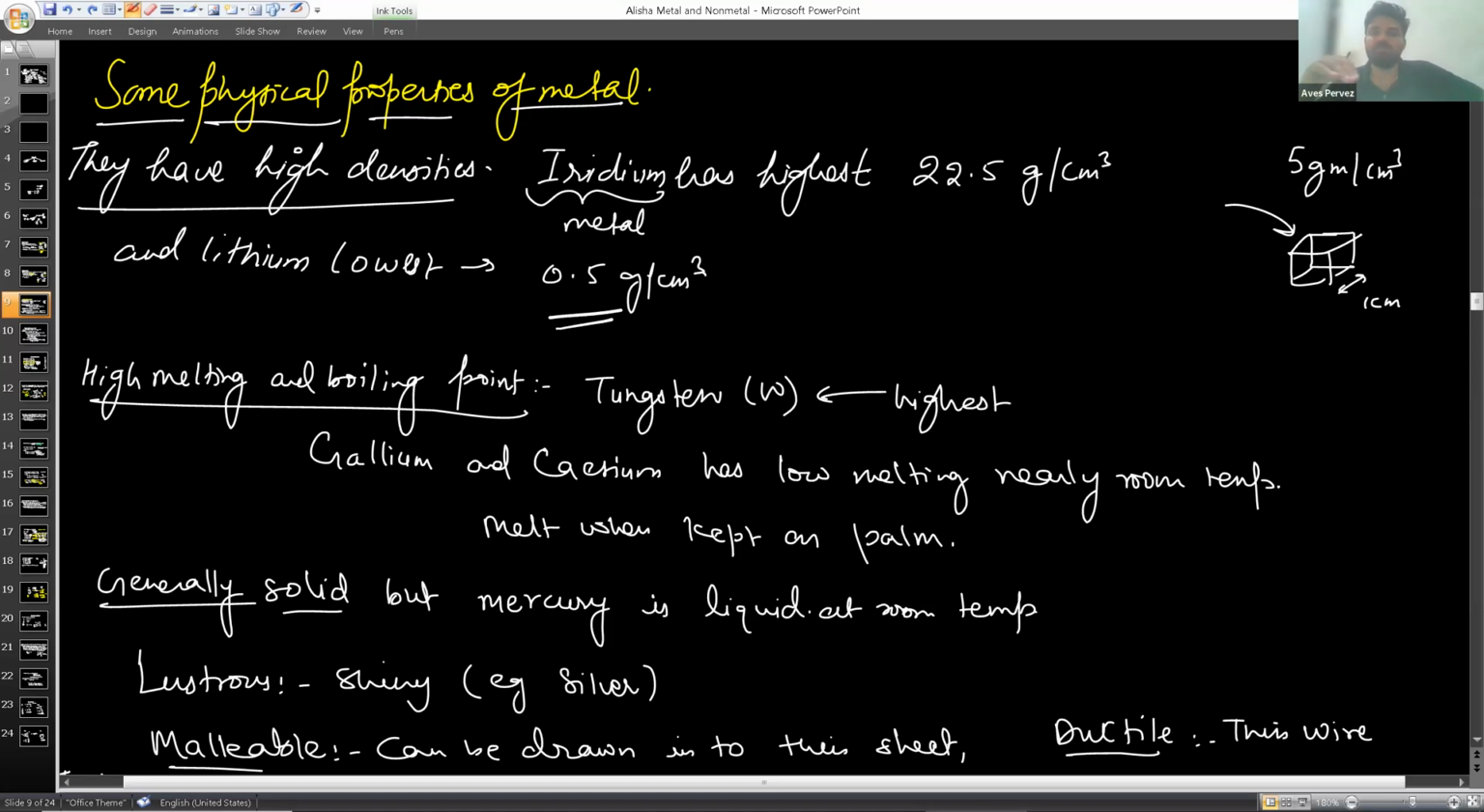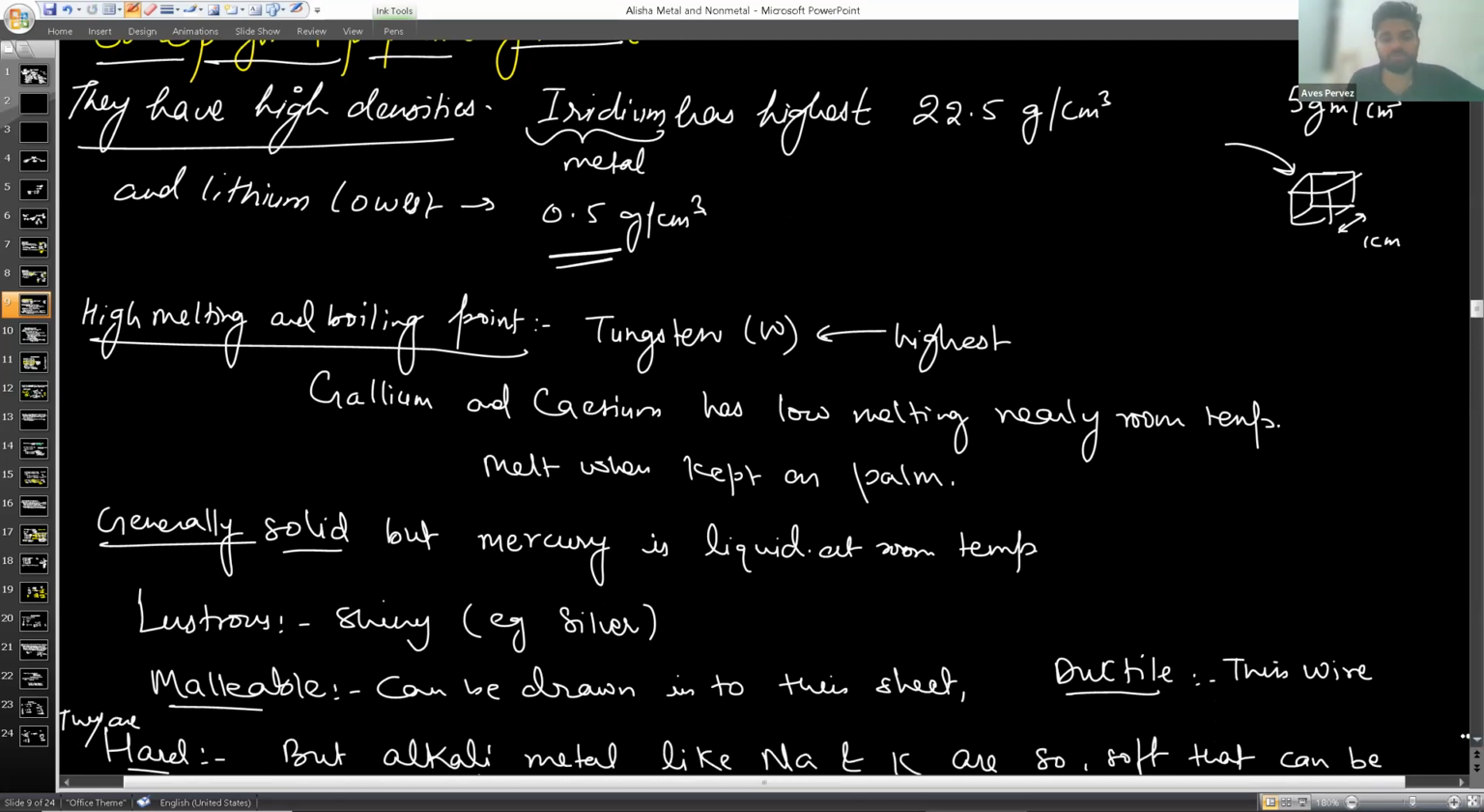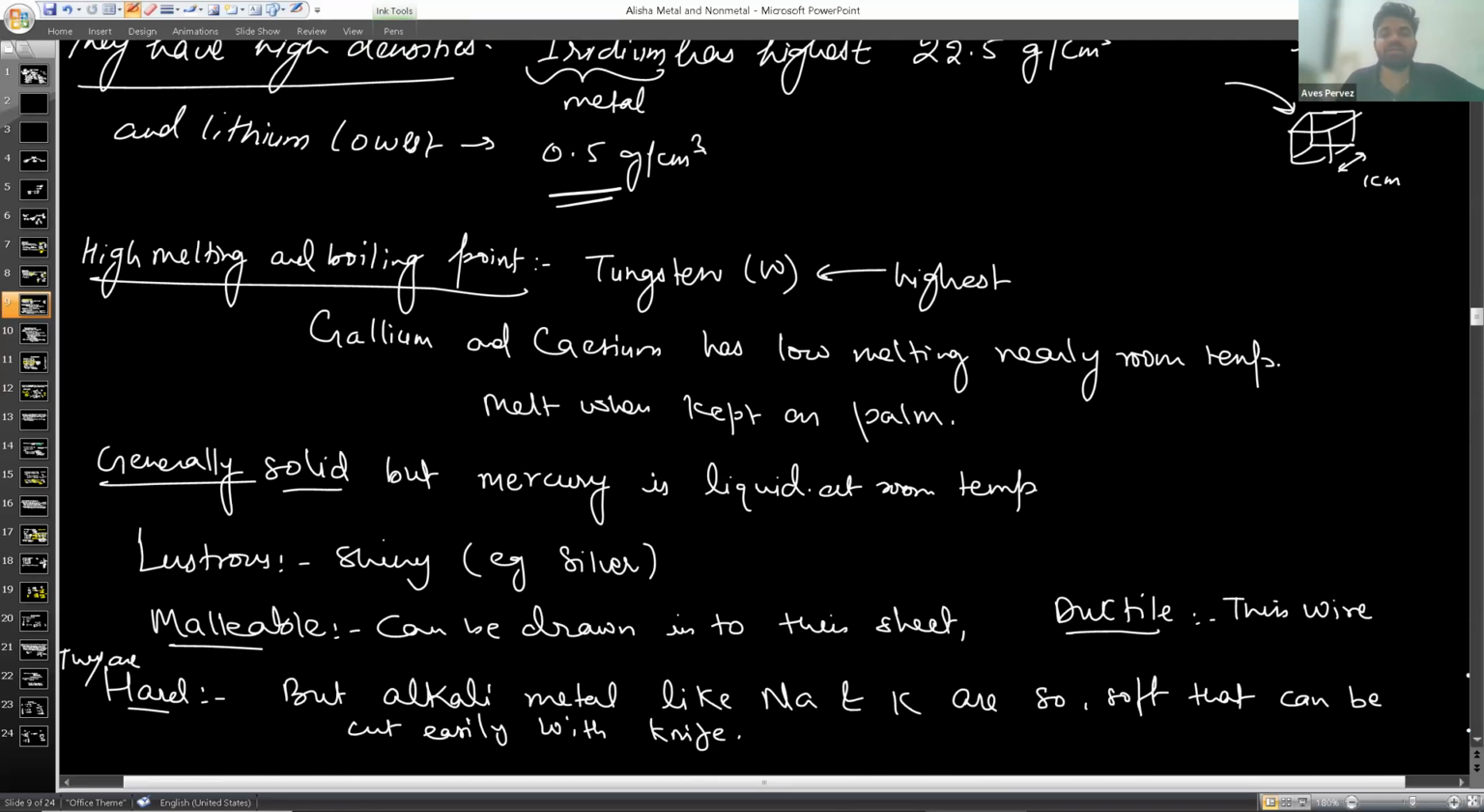Generally, metals are solid, but mercury is liquid at room temperature. Mercury is liquid at room temperature. Understood? Yes, sir.